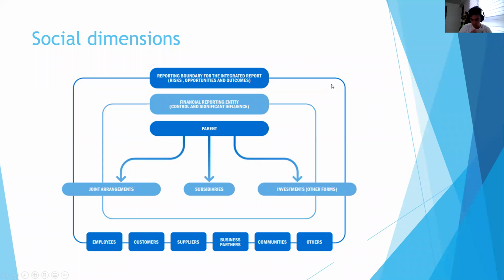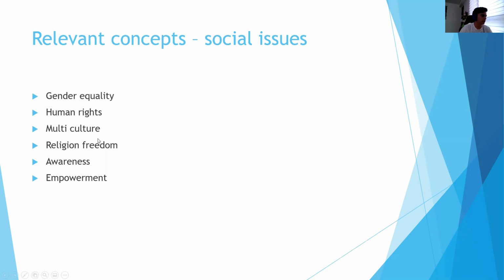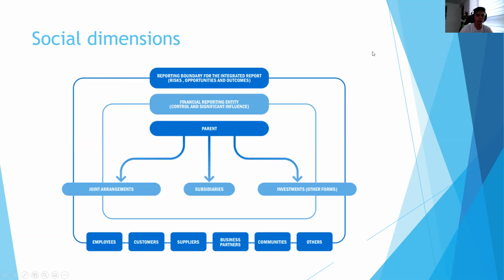So apart from the different concepts that are relevant to social issues, which are examples of those social issues, there are also different social dimensions, because this is something really interesting about integrated reporting. When we think about social issues, we mostly think about our employees, but that is only one part of what really matters to the organization.